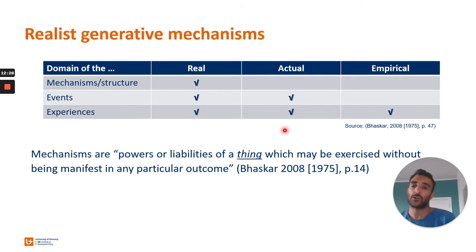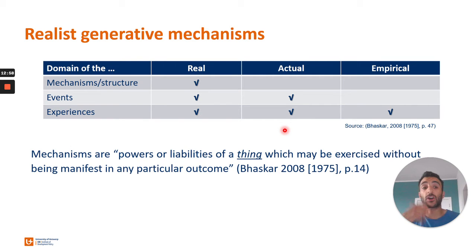And here are just some definitions of what a mechanism is. So here, for example, by Bhaskar. Bhaskar says mechanisms are powers or liabilities of a thing, and that's very important. The thing is very crucial. We'll come to that later, and you already see it in the table of contents, which may be exercised. So here we see may be exercised. It's not because the tree doesn't fall down that there's no gravity. May be exercised without being manifest in any particular outcome.